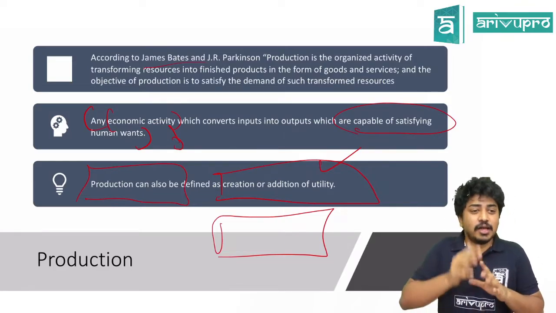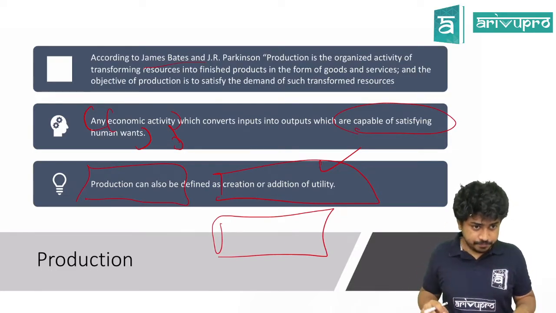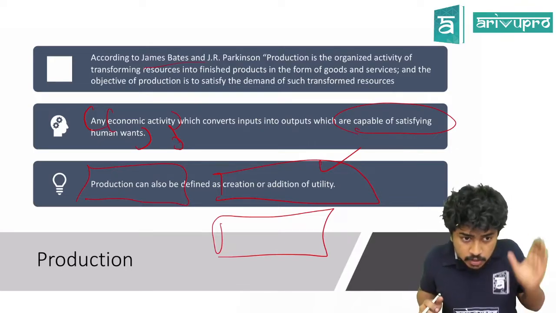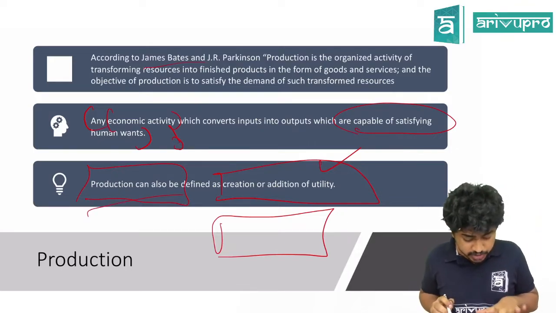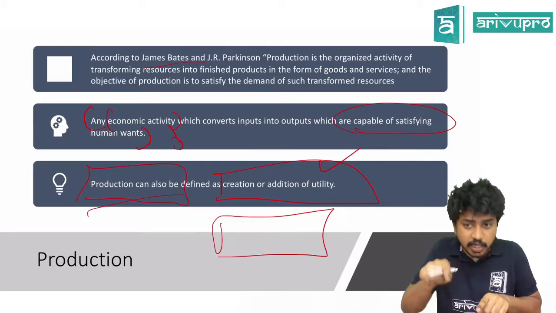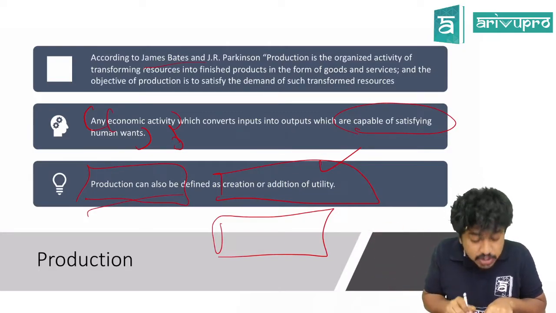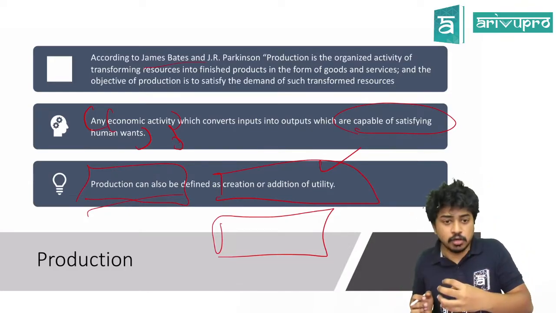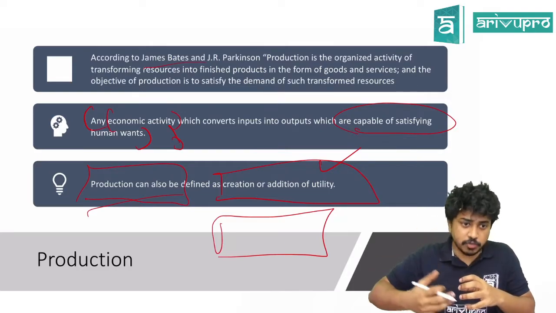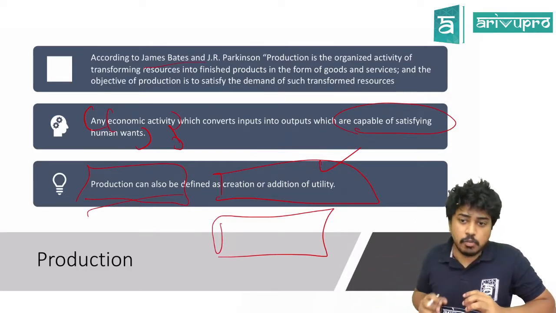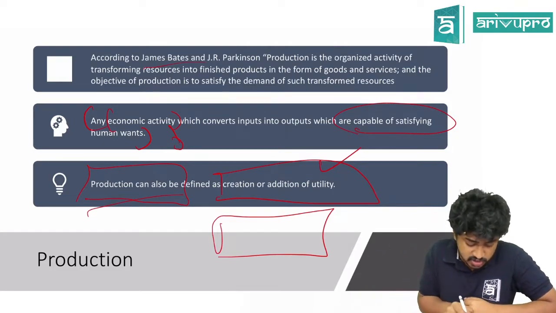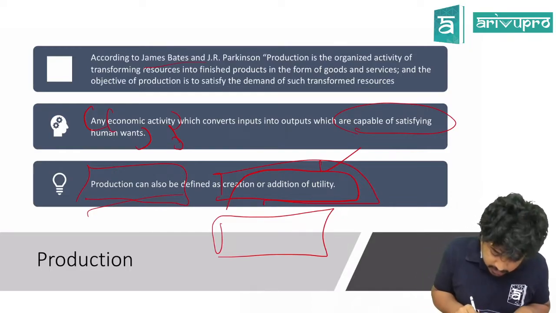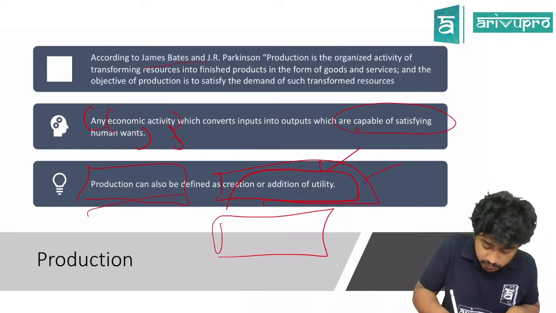But if the wood is converted into a chair, you can sit, so you get more utility. That is what it is talking about. Production can be defined as creation. Input can be output also. So, creation or addition of utility. When your input is wood, and labor and other factors are put in, the output can come, which is addition of utility. Are we clear here? This creation and addition of utility can be in four forms.